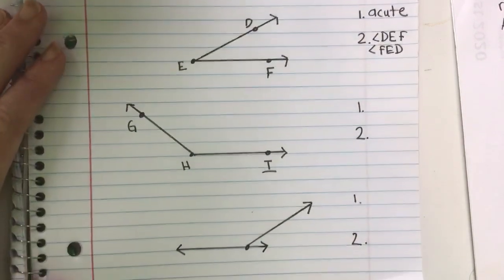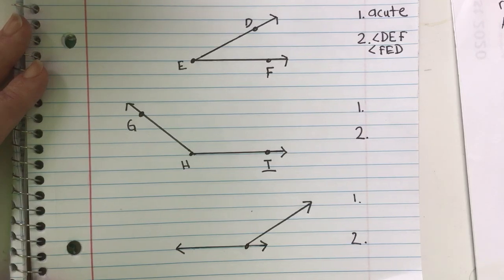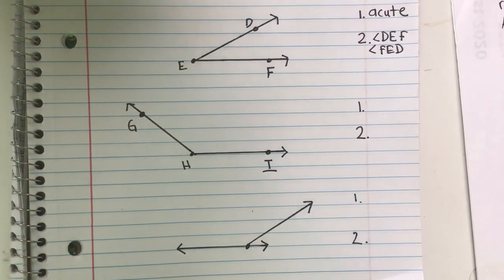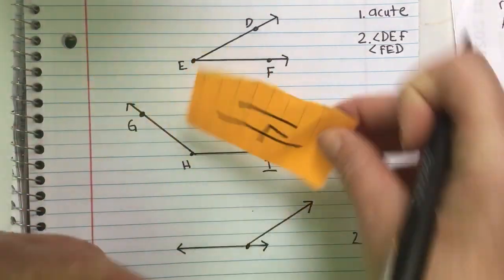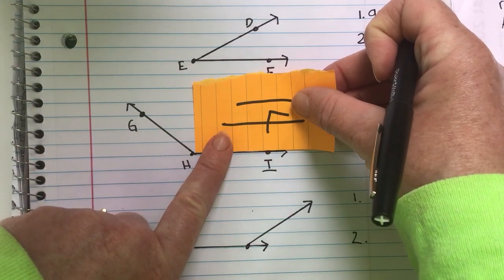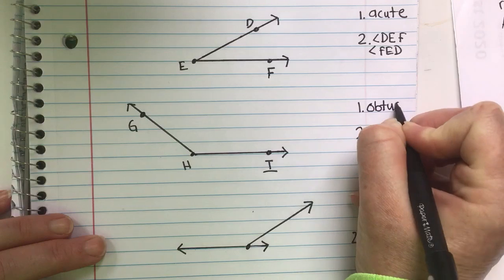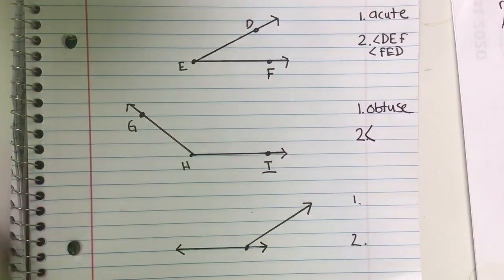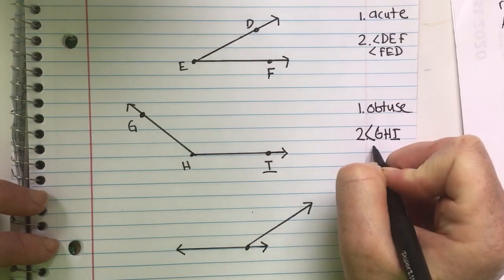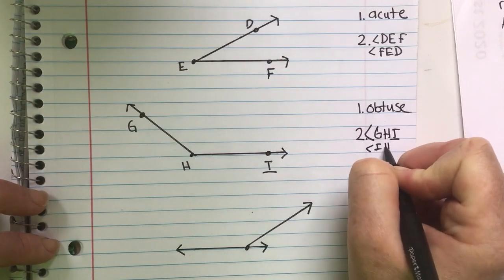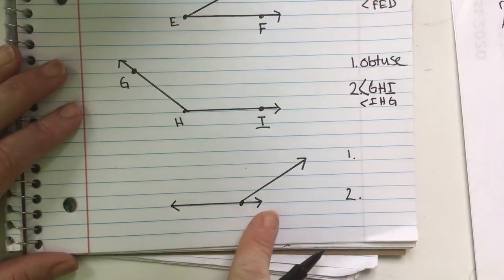All right, let's look at the next one. Is this angle right, acute, or obtuse? Well, this one looks more than 90. If I put my template in here along one side, you can see that it is more than 90. So that's obtuse. And let's do the angle name. You might have said either GHI or angle IHG. Both would be correct.